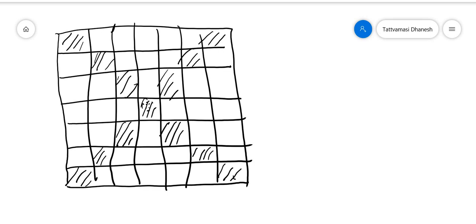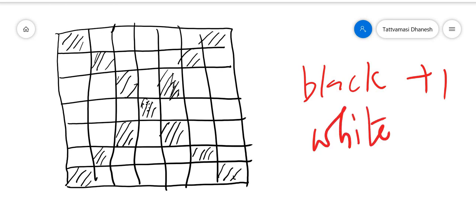One important point you need to understand, and that's really important: the shaded portion I am taking as the black pixel, and the black pixel is +1. The white pixel we are taking as -1. This is our thumb rule.